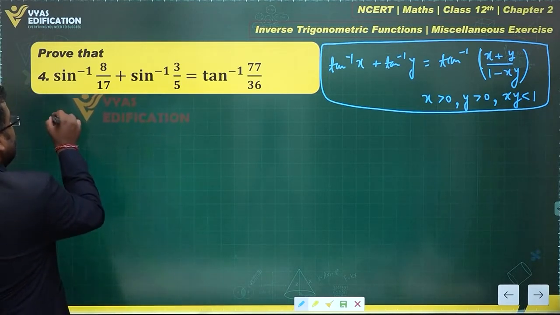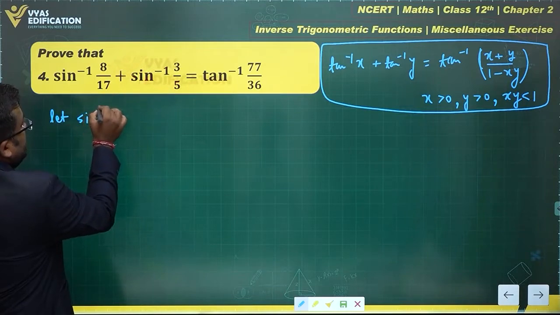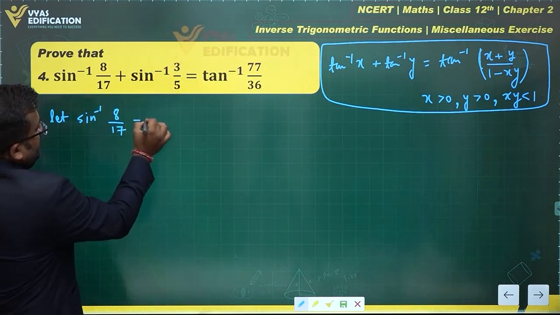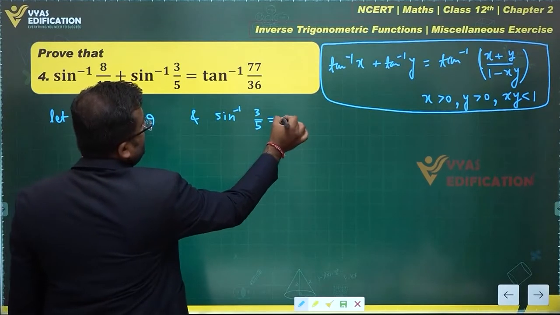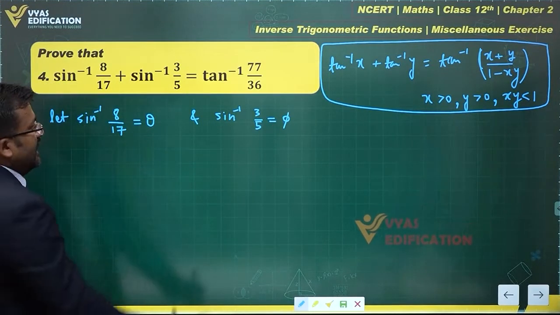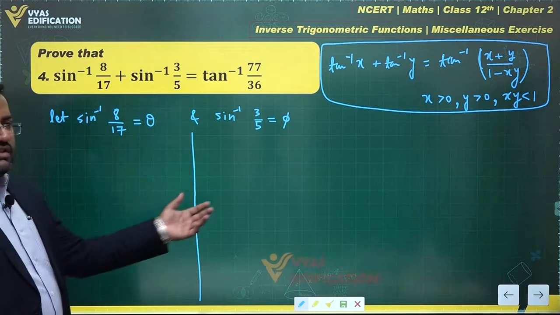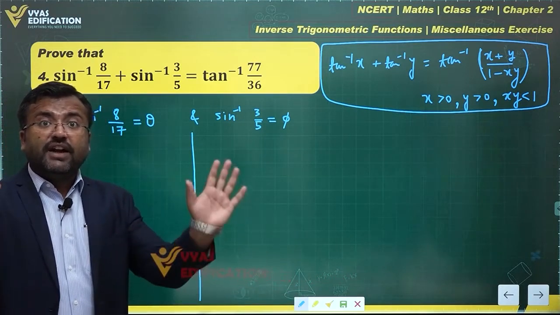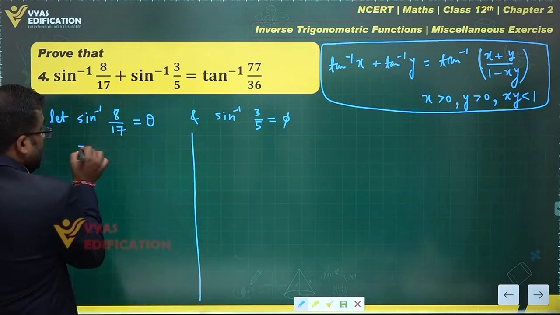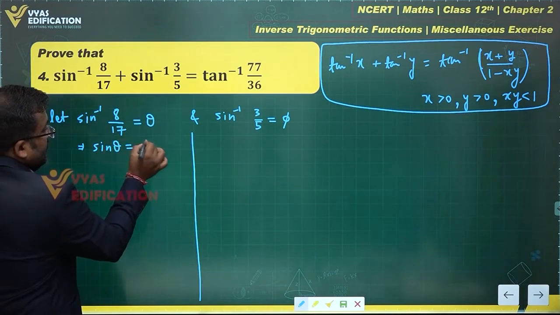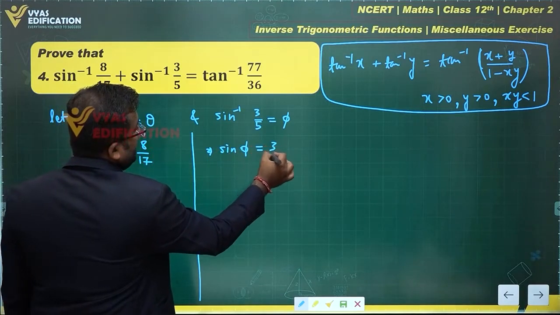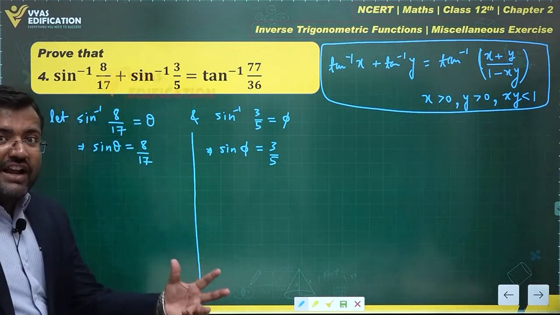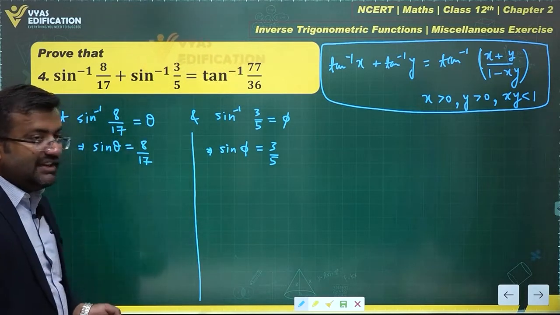Let sine inverse 8 by 17 be equal to theta and sine inverse 3 by 5 be equal to some other angle phi. Now we'll apply similar steps, because this is also sine inverse, this is also sine inverse. We are supposed to convert them in terms of tan inverse. This gives me sine theta is equal to 8 by 17. This gives me sine phi is equal to 3 by 5. Let's draw a triangle. Yes, you can draw a triangle and get the value of tan theta very easily from here.